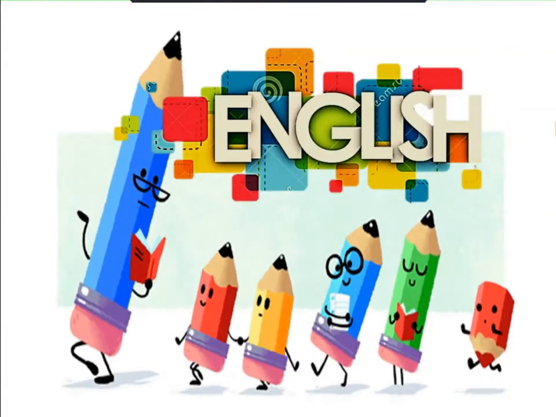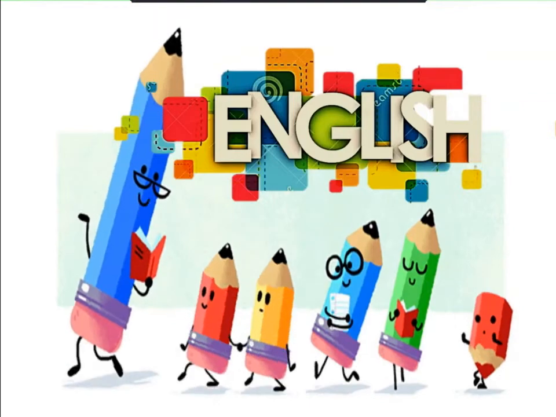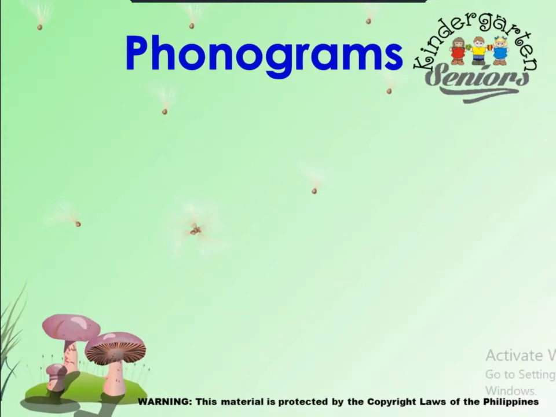Okay, it's English time. And when it's English time, it's reading time. Right, so let us start with our phonograms. Our phonogram for today is oo. When two o's go together, the sound is oo. Say it. Ooh. One more time. Ooh. Okay, so keep the sound with Teacher Marcel. Always follow the sounds I'm giving you.